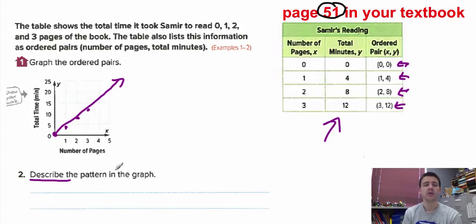So in this one, a good description would be it's increasing by 4 minutes each time. Or it's increasing at a steady rate of 4 minutes or 4 pages per minute. I'm sorry, 4 minutes per page. I had it backwards there. Give us some specifics about the number, not just a general description, it's going up. Okay?